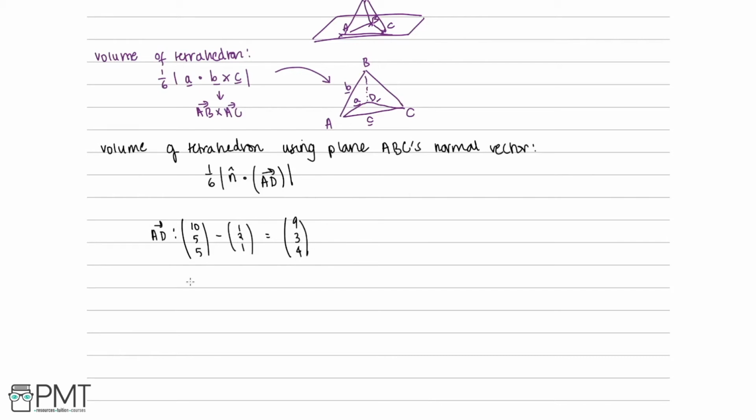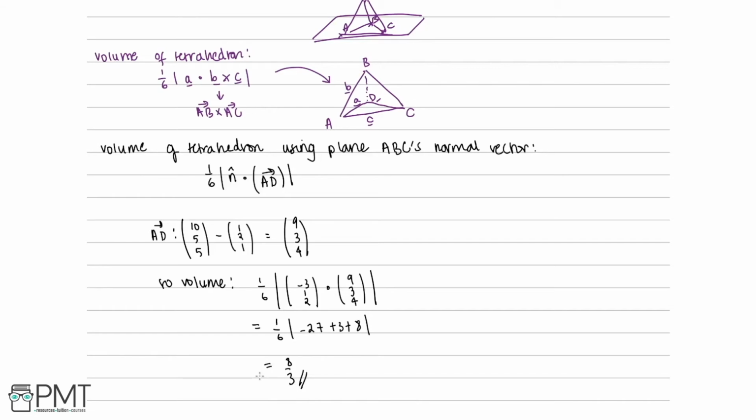Thus, plugging this into our formula above, we get 1/6 multiplied by the magnitude of -3, 1, 2, which we get from our cross product we calculated in part A, dotted with 9, 3, 4, which is our vector AD. This will just be equal to 1/6 multiplied by the magnitude of -27 plus 3 plus 8, and this will just be equal to 8/3. And thus this is the volume of our tetrahedron.